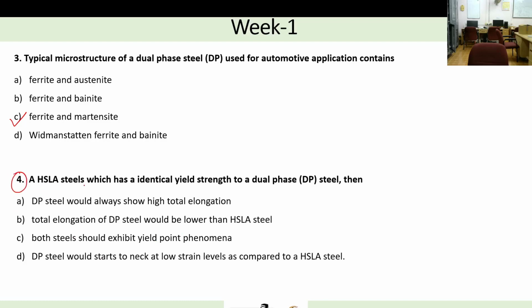A HSLA steel which has an identical yield strength to a dual phase steel, then... I explained this using the engineering stress strain diagram. So from that only this question is. If you have an identical yield strength, then what will be the difference in total elongation? It will be same, higher, lower, or some other phenomenon will come into the picture.